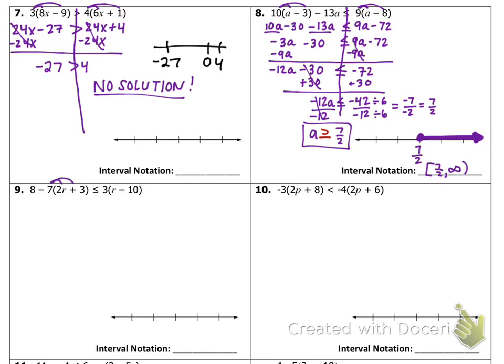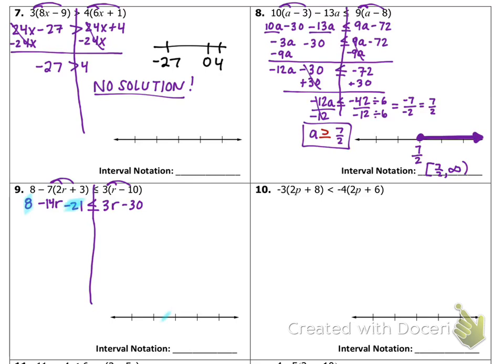Okay, number 9. So let's distribute. Draw a line down the center. Remember here, this is so important. I guarantee you someone's going to still miss this on the test. This is a -7 times 2r and a -7 times 3. So we bring the 8 down, and that's -14r minus 21 is less than or equal to 3r minus 30.